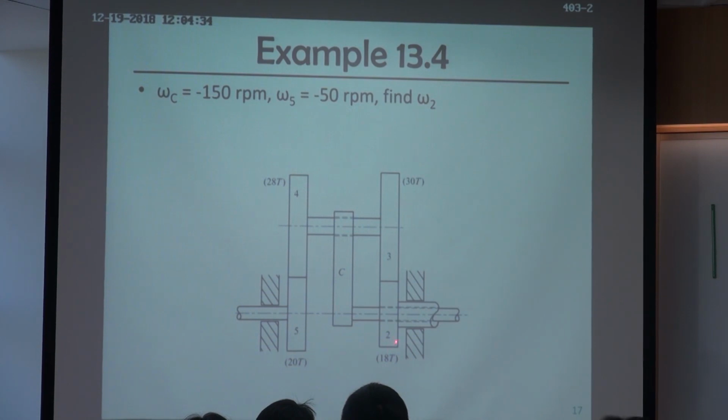But C and 2, they are rotating with different speeds. You can see there are dashed lines here. That means they are two different parts. So they are coaxial, but they do not have the same speed. So there's omega C, there's omega 2, and they are different.